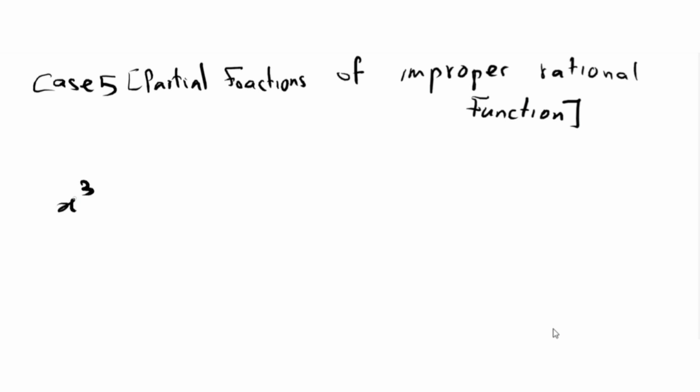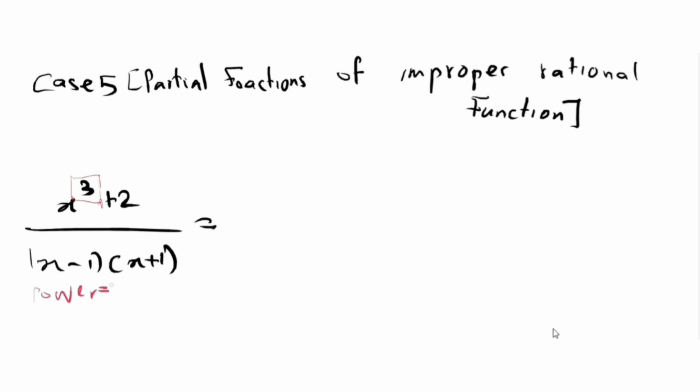Let's take this example: x cubed plus 2 divided by x minus 1 times x plus 1. So if you carefully look, the power in the numerator is greater than the power in the denominator. In the denominator, you will get the power as 2, which is lower than the numerator. So let's see how we are going to solve this.